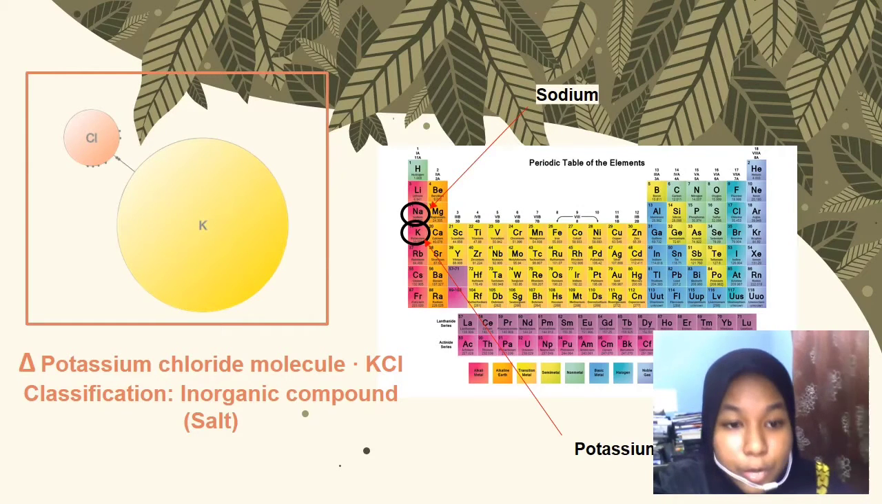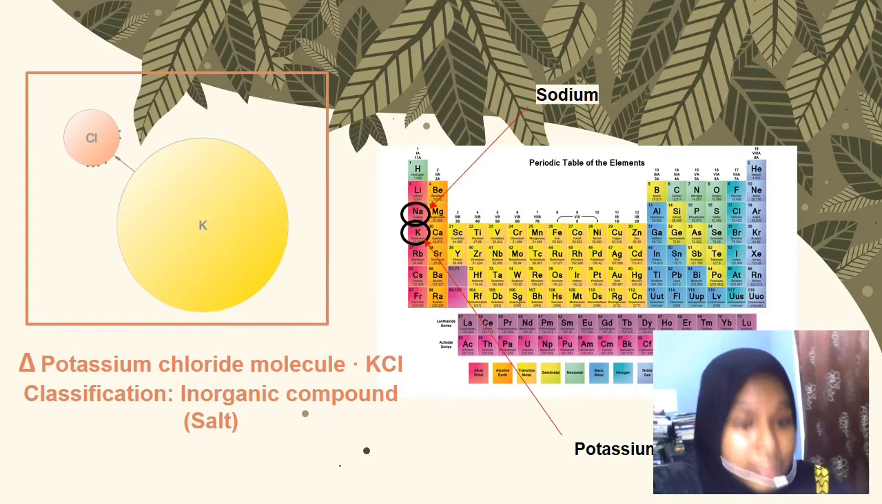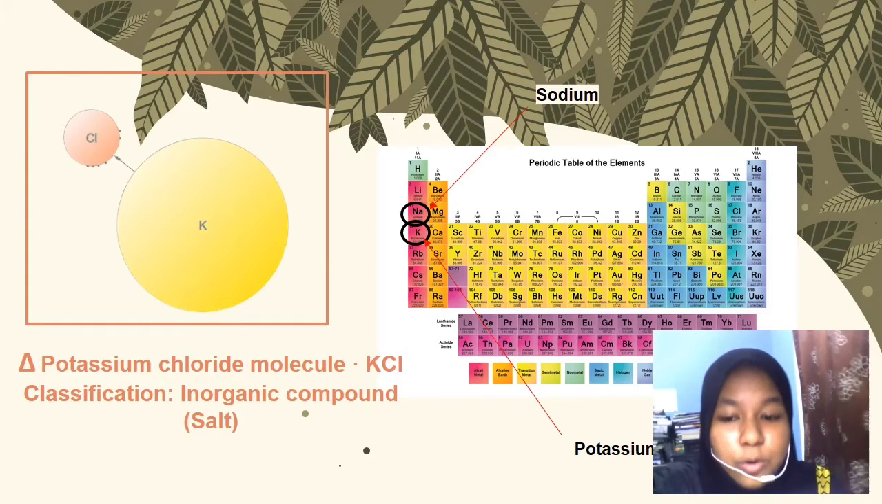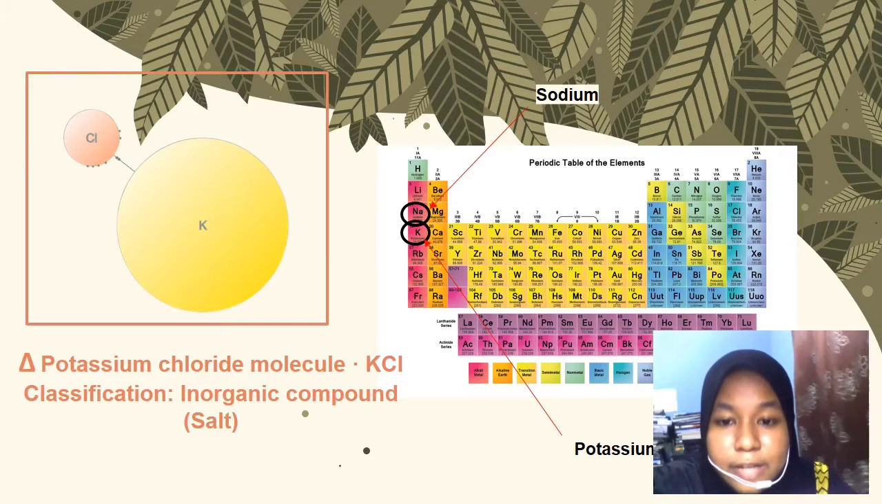Okay, like what we can see here, there is a potassium atom attracted to a chlorine atom, and it is classified as an inorganic compound because it doesn't have any carbon atom, and we can also call potassium chloride salt. Next, in the periodic table, potassium is located in the first group and the fourth period. And above the potassium there is sodium. We will discuss more how potassium relates to sodium in another part of this video. Okay, move on.